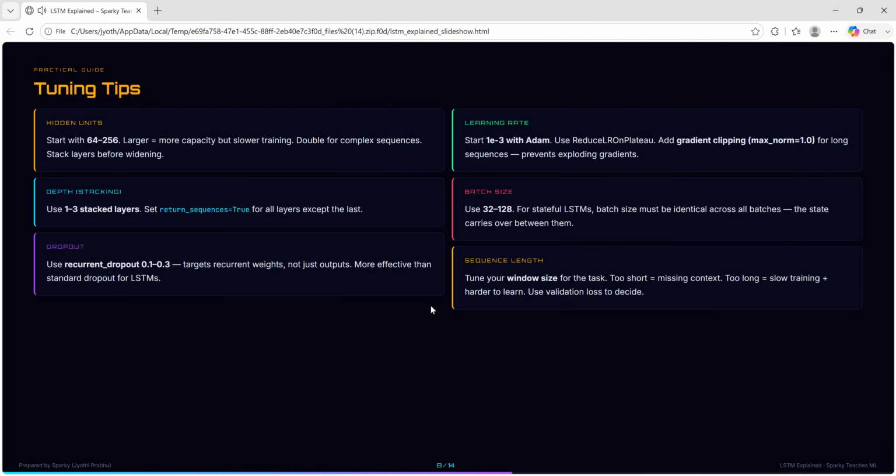Now let us look at practical tuning tips. For units, the hidden size, start with 64 to 256 neurons. Larger gives more capacity but is slower. For depth, stack 1 to 3 LSTM layers, using return sequences equals true for all intermediate layers. For dropout, use recurrent dropout of 0.